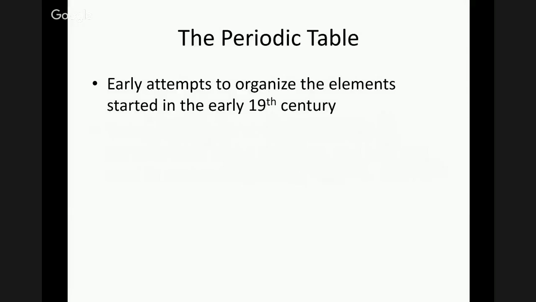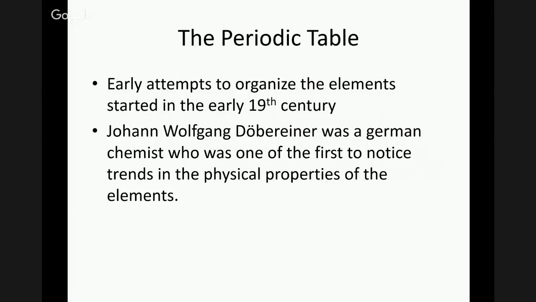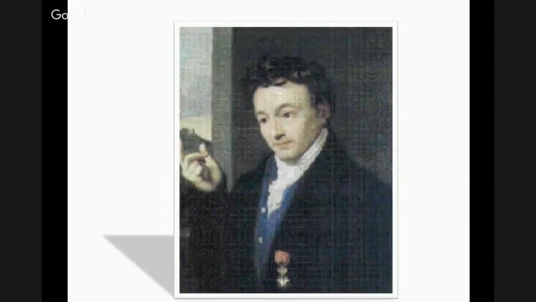Early on, they attempted to organize the elements in the early 19th century. There's a gentleman named Johann Wolfgang Döbereiner, and this is a German chemist. He's one of the first to notice that there are some trends in the physical properties of the elements, some trends in the way elements behave. So this is Döbereiner.